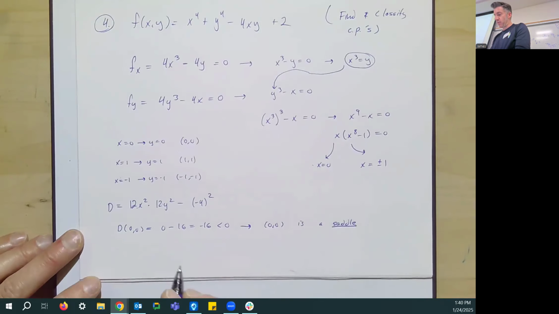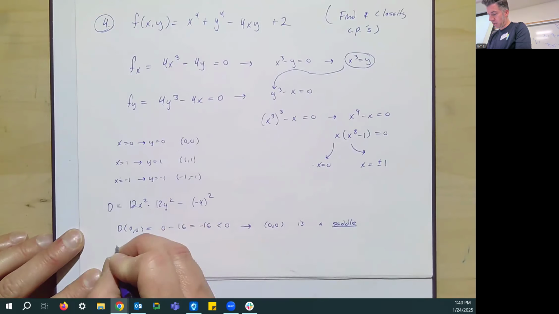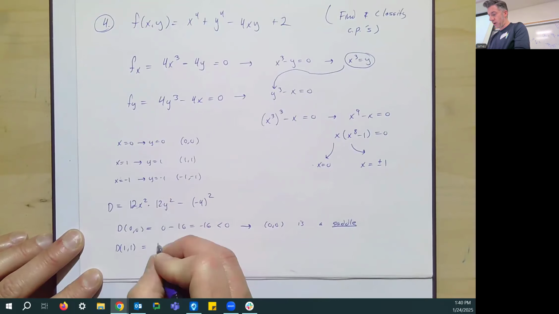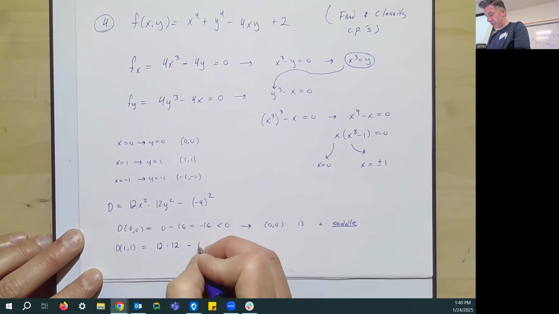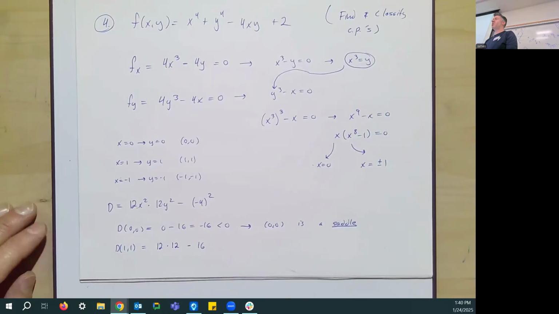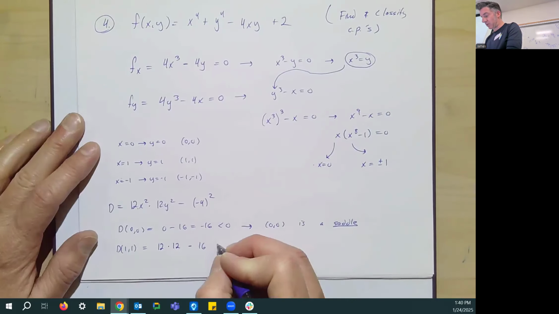On the other hand, let's plug in 1, 1. So d of 1 comma 1 is going to be 12 times 1 squared, so 12 times 12 minus 16. I don't care what the number actually is. 12 times 12 is much bigger than 16. So 12 times 12 minus 16 is certainly positive.